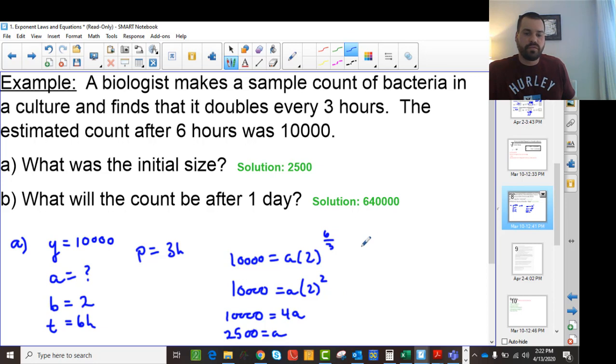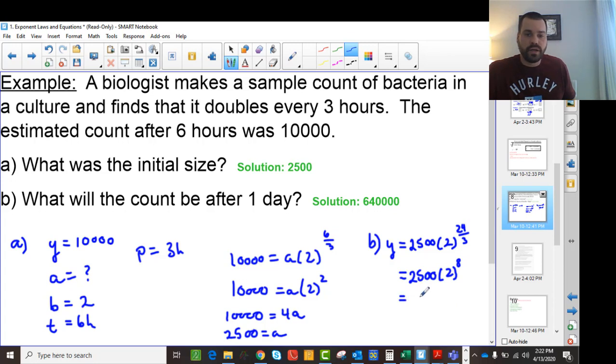And then for part B, it says what will the count be after 1 day? Well, 1 day is 24 hours. So y is equal to the initial amount, which is 2,500, times 2 to the 24 divided by 3. Okay, so that's 2,500 times 2 to the 8th power.